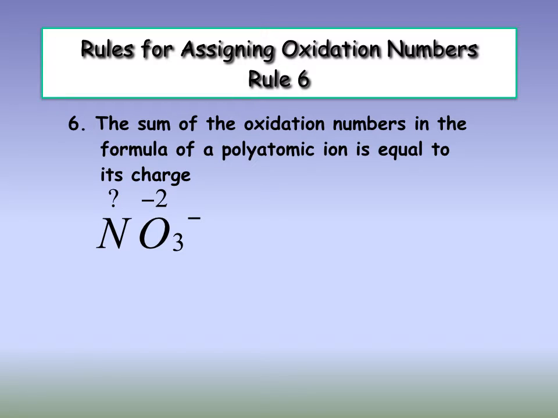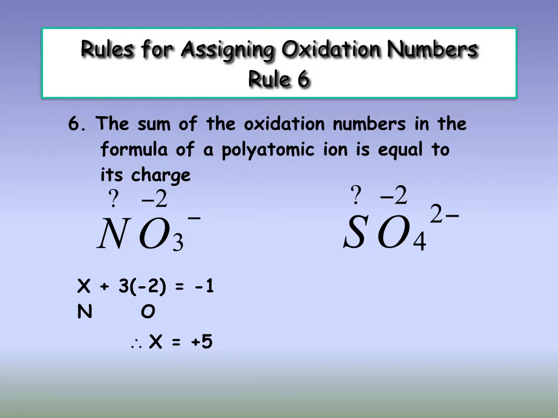So as an example, we know that the oxidation state of oxygen is -2. So we can set up something that looks like this. We have 3 oxygens, so 3 times -2 has got to equal the oxidation state of the whole polyatomic ion, which is -1. So what could X be in order to make this statement true? X has got to be 5. 5 plus 3 times -2, which is -6, is going to equal -1.